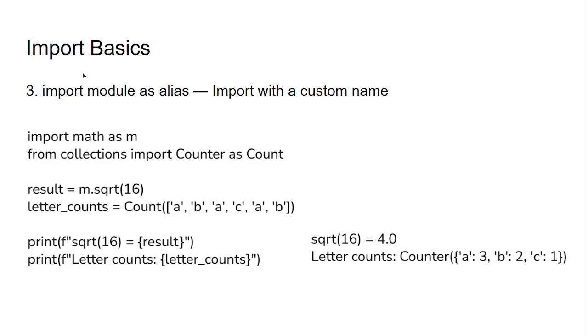We have another method of importing: import module as an alias. An alias is another name we give to the module. We have import with a custom name. An example: import math as m. From collections import Counter as count. M is an alias for math, and count is an alias for Counter. m.sqrt(16) gives us the square root, which is 4.0. Count counts the number of times a letter appears in a list.